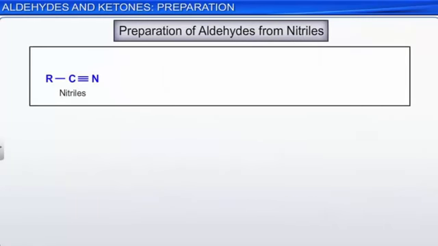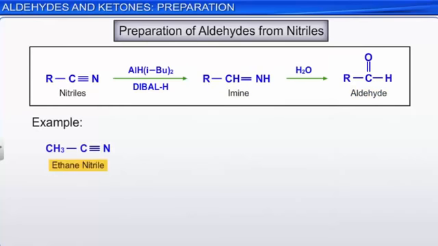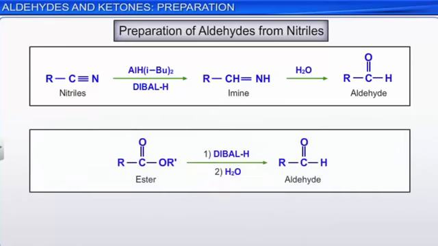Alternatively, selective reduction by diisobutyl aluminium hydride (DIBAL-H) to imines followed by hydrolysis also yields aldehydes. For example, ethane nitrile, on reduction in the presence of DIBAL-H followed by hydrolysis, yields ethanal. Similarly, DIBAL-H can also be used to reduce esters to aldehydes, as shown here.